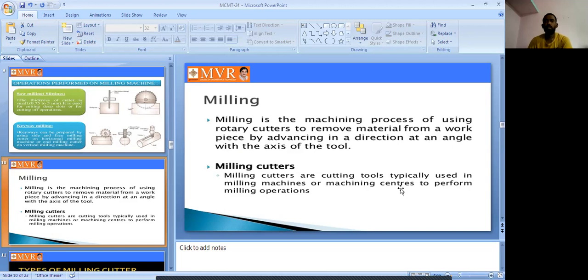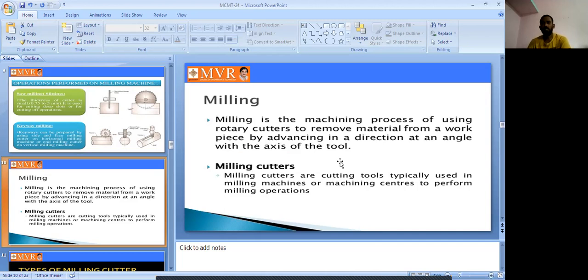Types of milling machines, what are the different types of milling operations, what are the different types of cutters we are using, what are the tool holding devices, and what are the process parameters on milling machines. These are the major topics for milling machines in the fourth unit. Milling is the process of using rotary cutters to remove material from a workpiece by advancing in a direction at an angle with the axis of the tool.